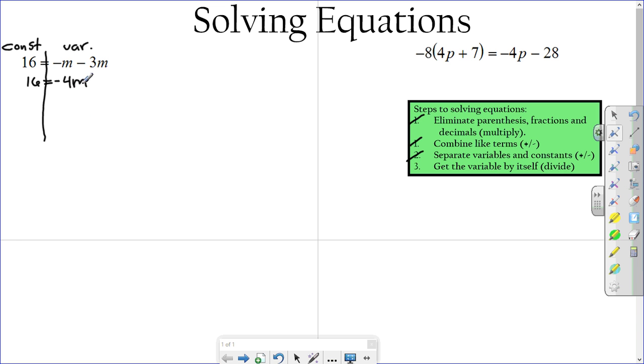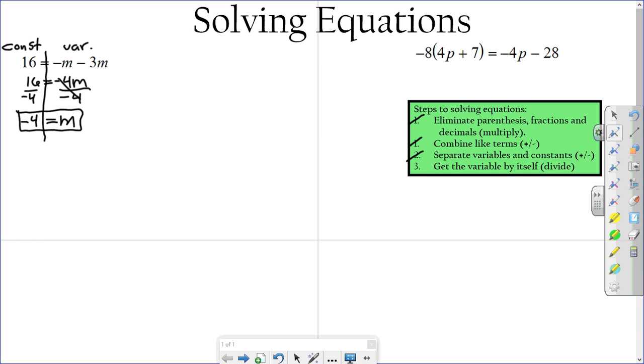Step number 4, get the variable by itself. If I need to get the m by itself, I need to get rid of negative 4. So I should be dividing. I'm going to divide by negative 4. What you do to one side, you must do to the other side, divide by negative 4. These will cancel, so I have the m by itself. And negative 4 into 16 will give you negative 4. And that is the answer. M is negative 4.